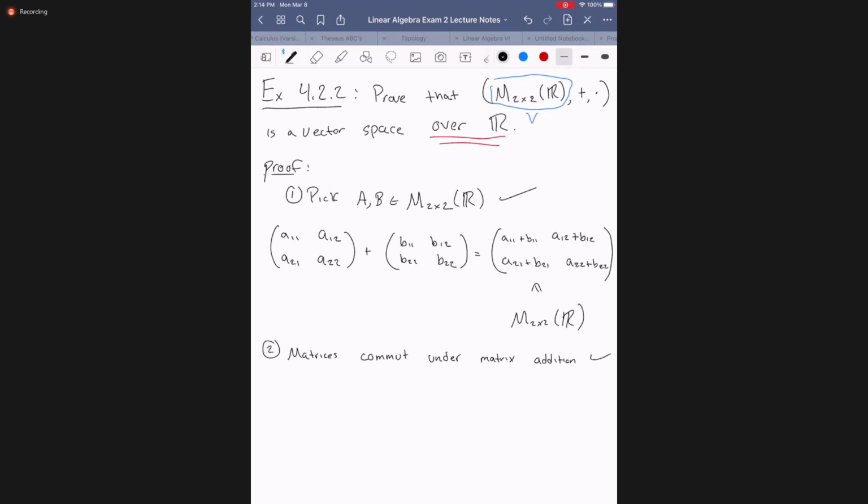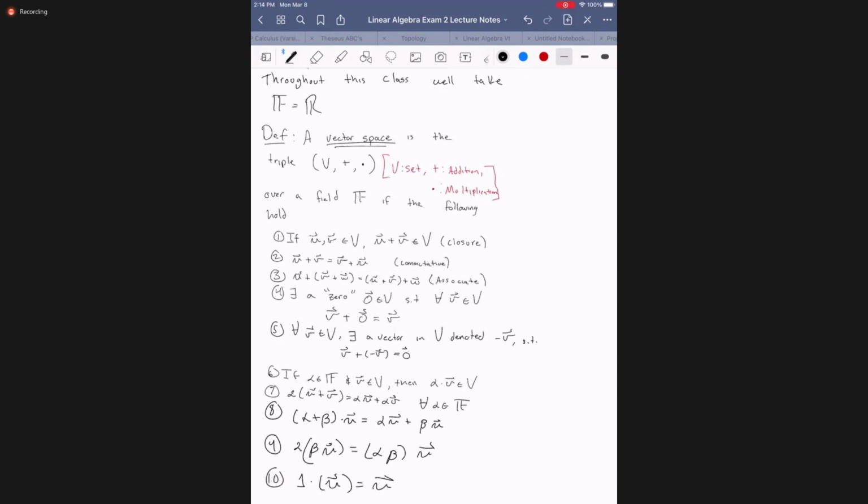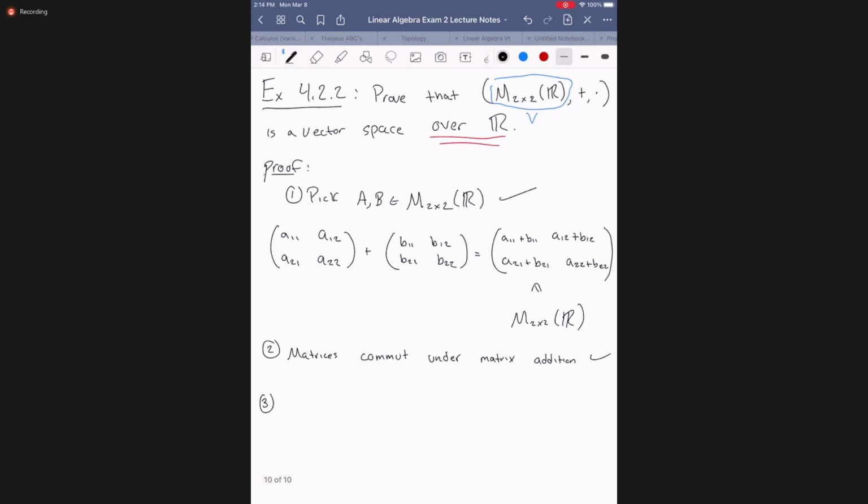Okay, number 3. Can you associate matrices? If you had three matrices A, B, and C, does A plus (B plus C) equal (A plus B) plus C? Yes, exactly. We also know this. Real valued matrices associate.